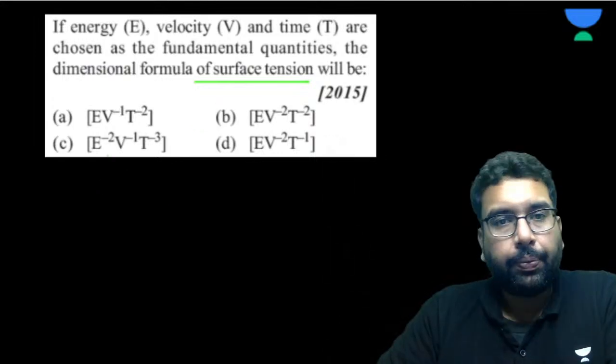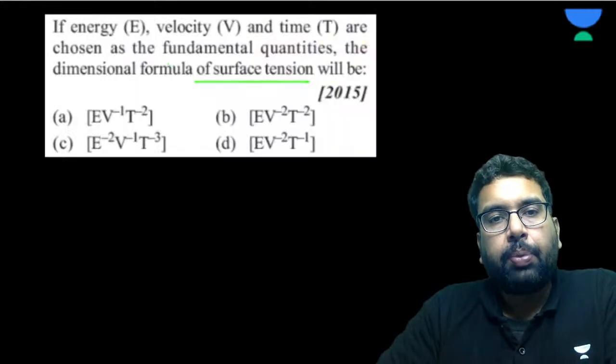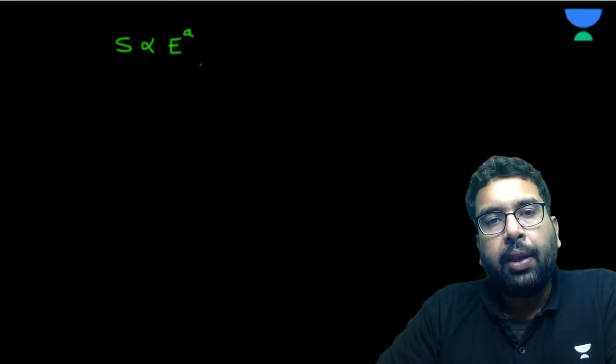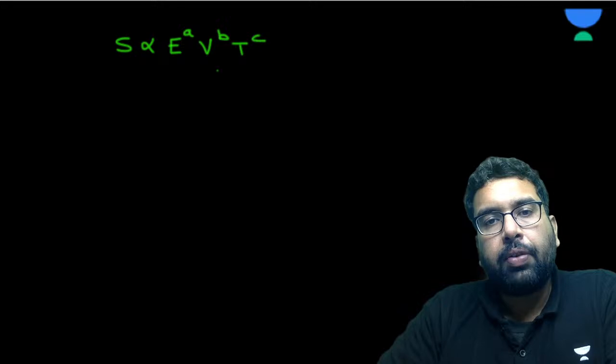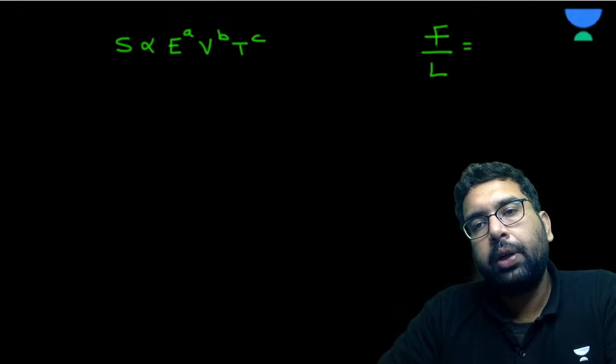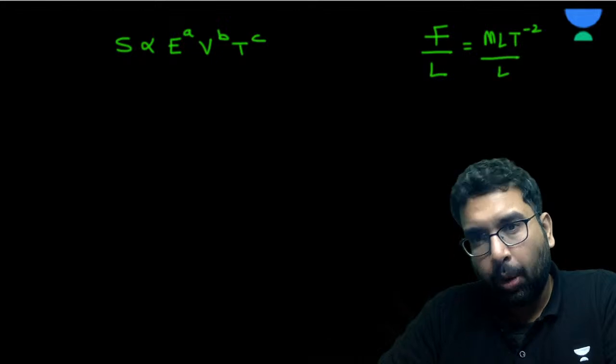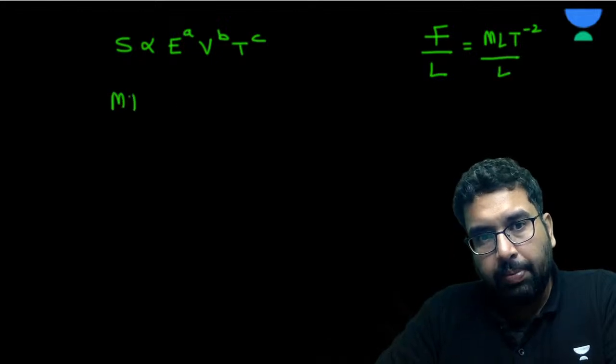So see how we can do. Surface tension we can say it is proportional to energy, proportional to velocity, and proportional to time, because ultimately we have to relate those. Okay. So what is the surface tension? It is force per unit length. Okay. So it is M L T minus 2 upon L. So this is M T minus 2.